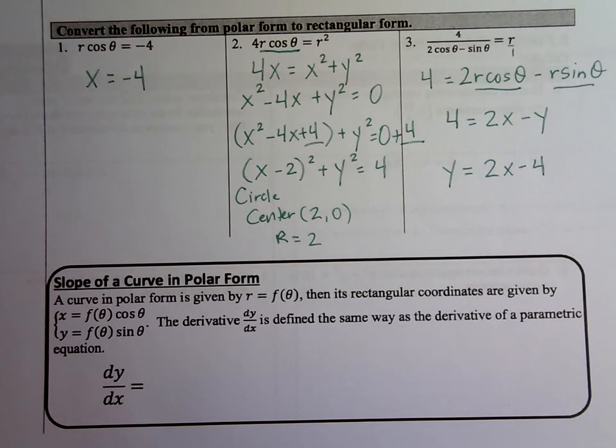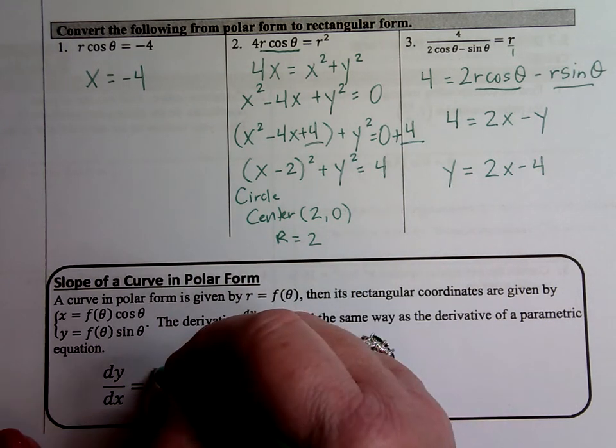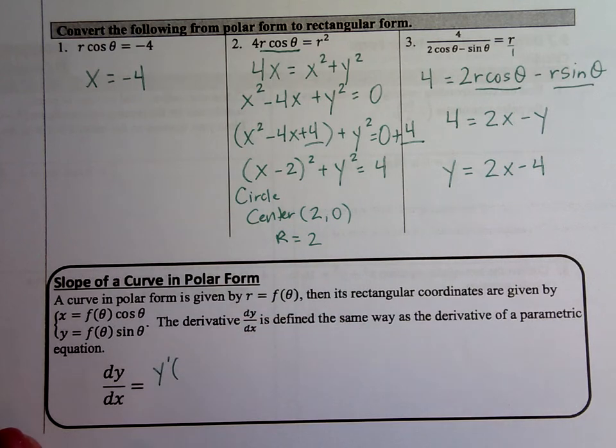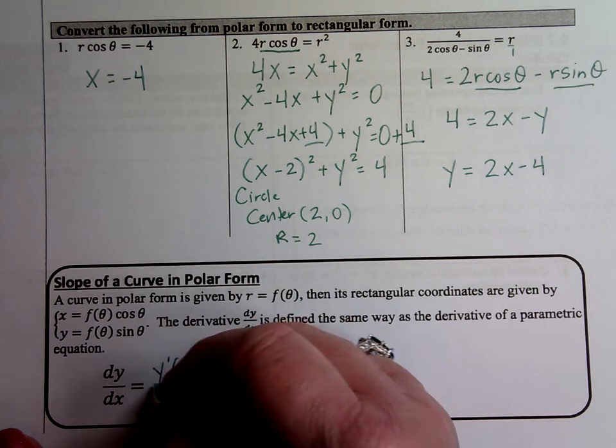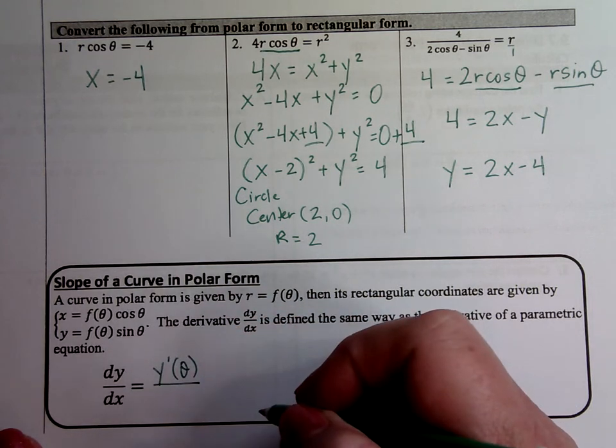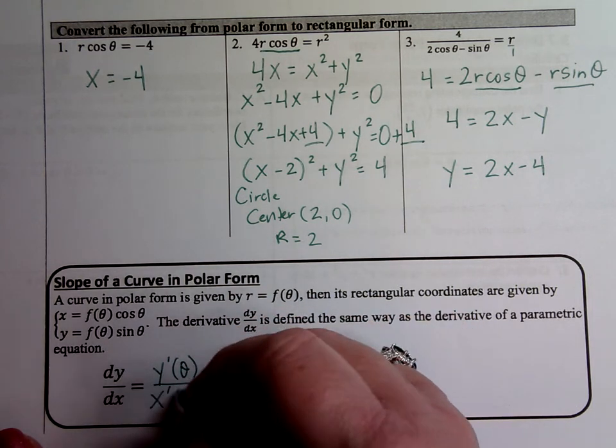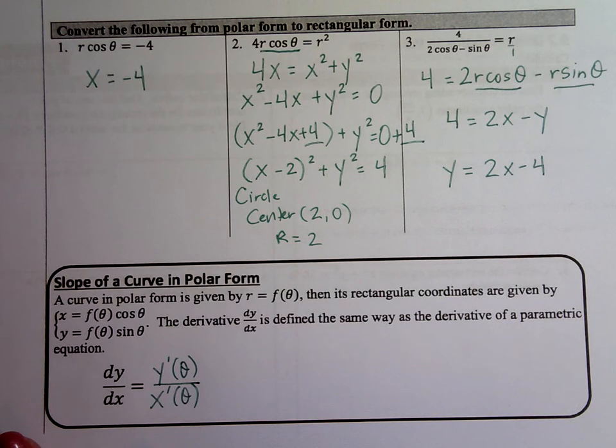Well, the slope is the derivative. And all right, so dy over dx is defined the same way that the derivative of a parametric equation is. So I'm going to show you a couple different forms. The first one is y prime. But this time, instead of being in terms of t, like it was with parametrics, it's in terms of theta. So it's the derivative of y in terms of theta over the derivative of x in terms of theta.